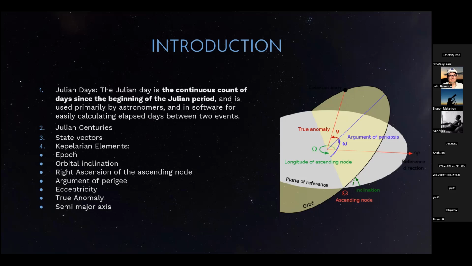Now we go on to the Keplerian elements. Basically, the first Keplerian element is epoch. Epoch is nothing but the date and time of the certain body in space. Orbital inclination is the inclination between the equatorial plane of the body and the orbit.